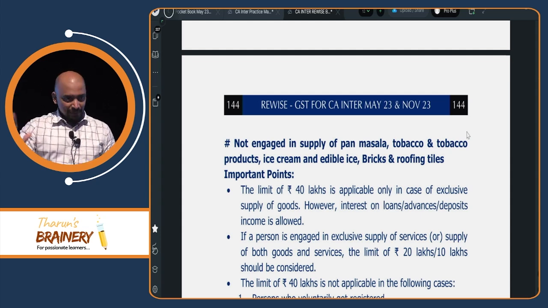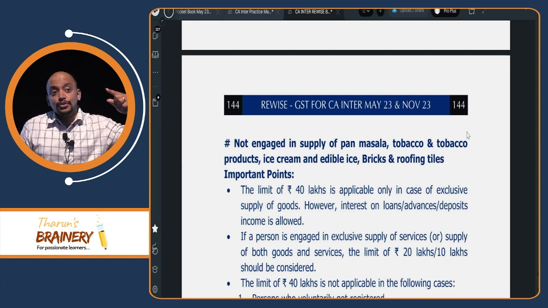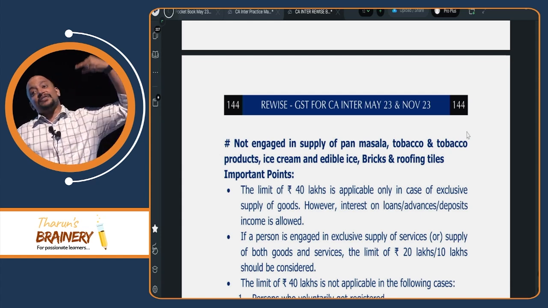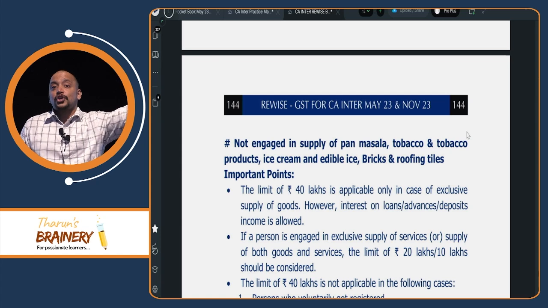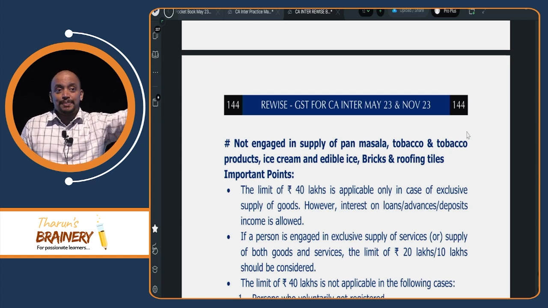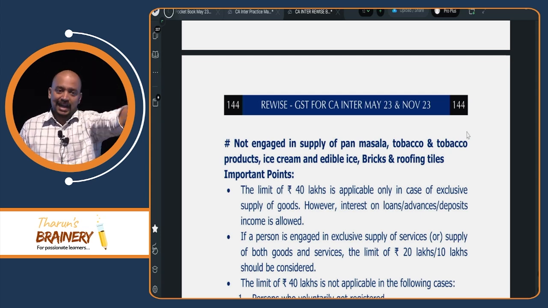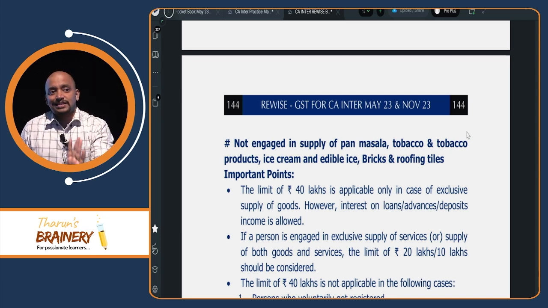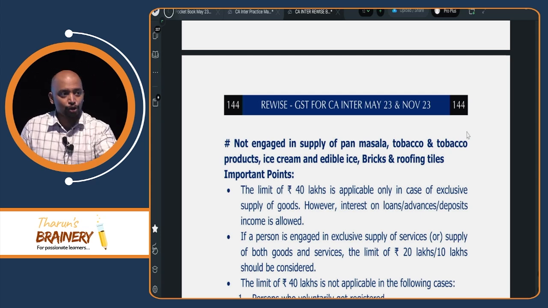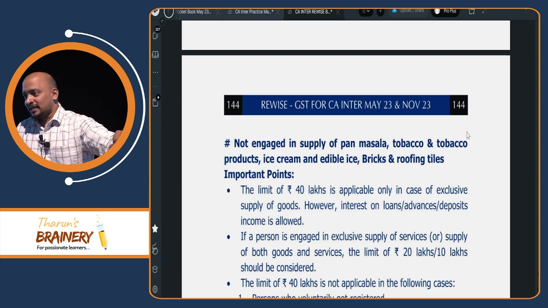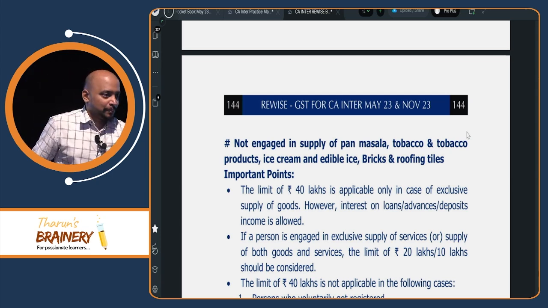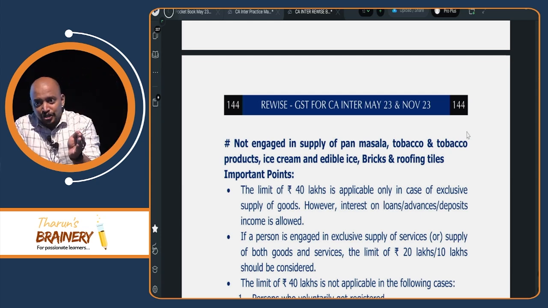Applicable. If you are exclusively engaged in supply of ice cream, the shops will be there, like Baskin Robbins and so on. So these ice cream shops will not get the 40 lakhs limit. Exclusively engaged in supply of ice cream, edible ice, pan masala, tobacco products, bricks and roofing tiles, then only the 40 lakhs limit is not applicable.